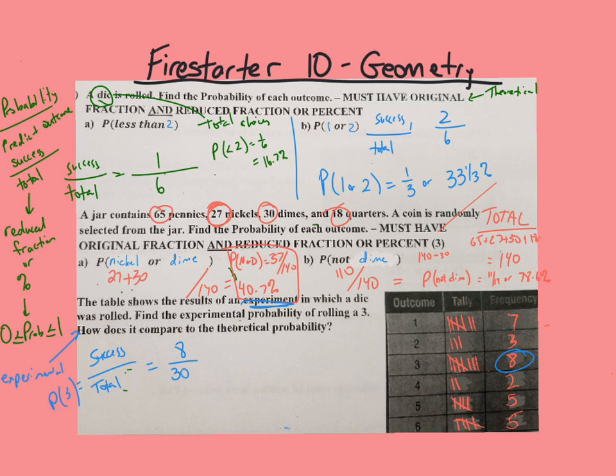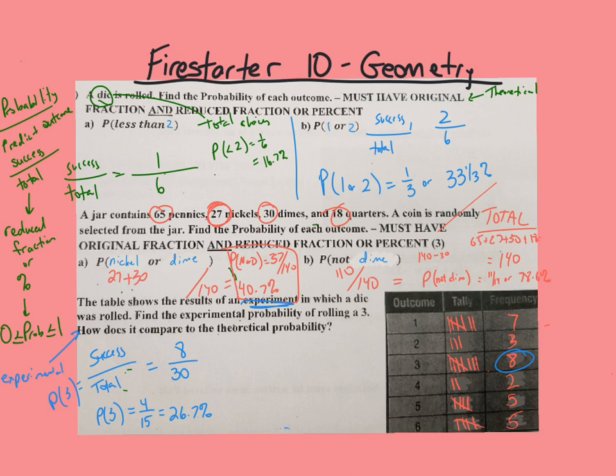Now, the probability of a 3 is going to be equal to 4 over 15, if you want to just write it as a reduced fraction. Or you could take the reduced fraction and write it as a percentage. So 4 divided by 15 and times it by 100. I'm going to get 26.66 or 26.7%. Alright, that's the experimental probability.